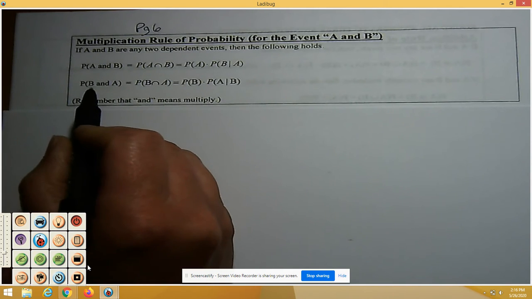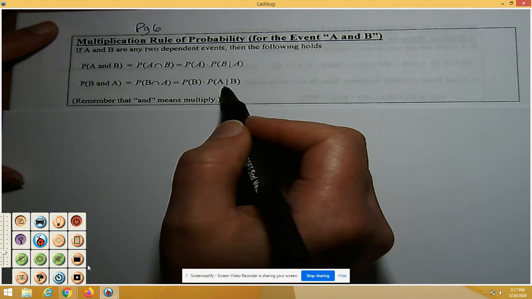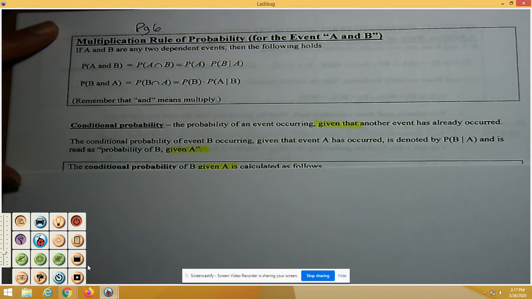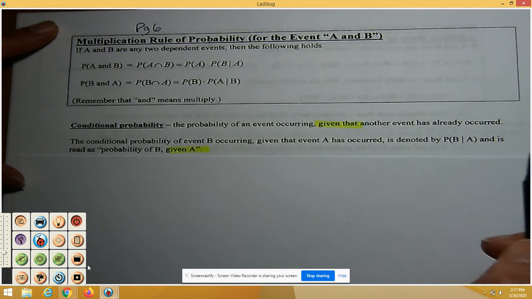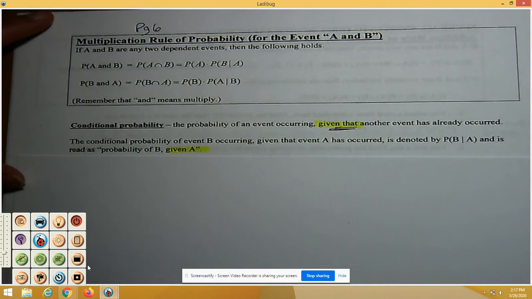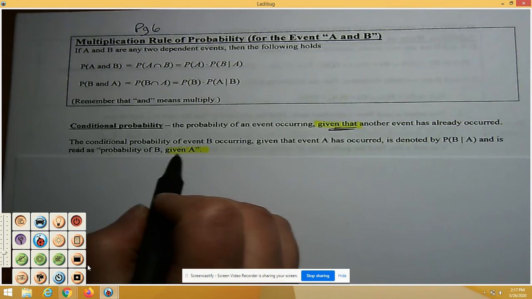which could also be written as the probability of B and A. This is just saying intersection: the probability of B times the probability of A given that B has occurred. And remember, and means multiply. The wording of all of this is kind of complicated. Conditional probability, the probability of an event occurring given that another event has already occurred, is what conditional probability is because there is a condition that the probability is set upon. The conditional probability of event B occurring given that A has occurred is called the probability of B given A.